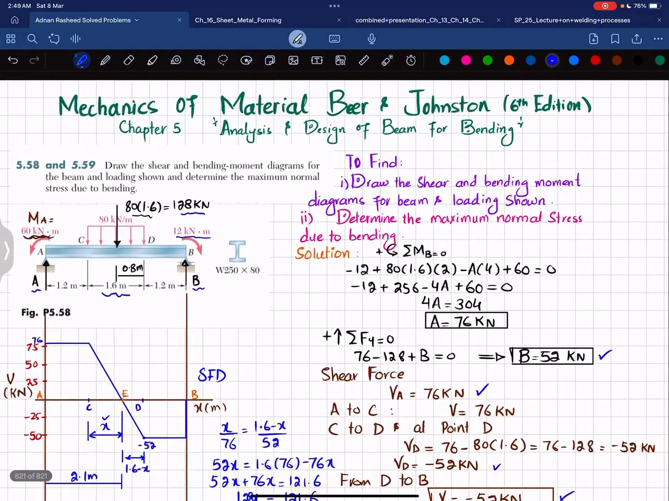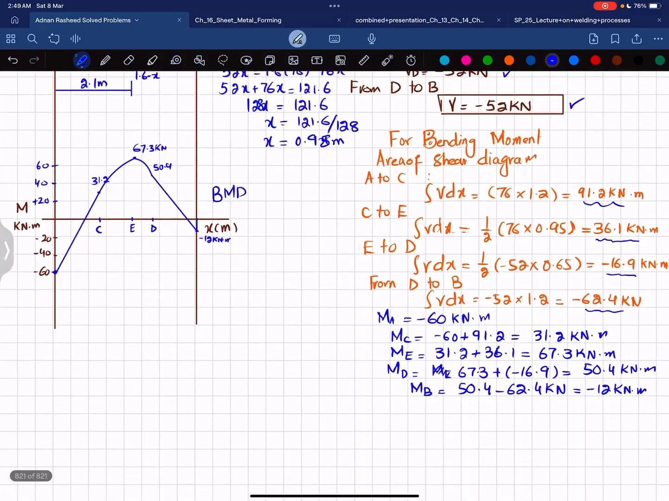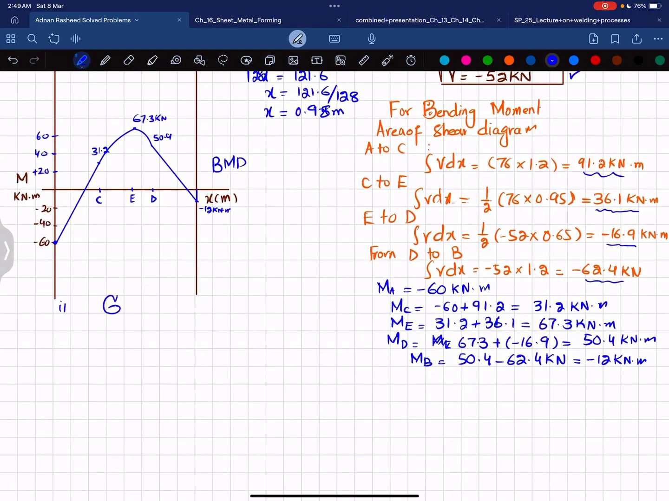Now in the second part, we have been asked to determine the maximum normal stress due to bending. So again, we can say that maximum bending stress is equal to maximum bending moment absolute value divided by section modulus. So what is the maximum bending moment? From the bending moment diagram, you can see this is 67.3 kilonewton meter. Okay, there is a meter sign as well. And that will be equal to 67.3 into 10 to the power 3 Newton meter.